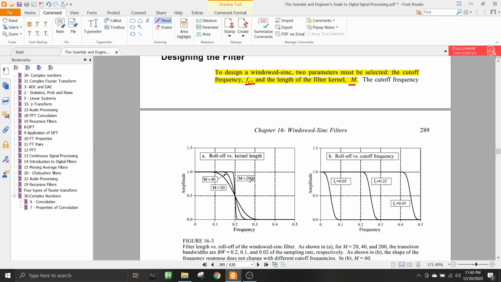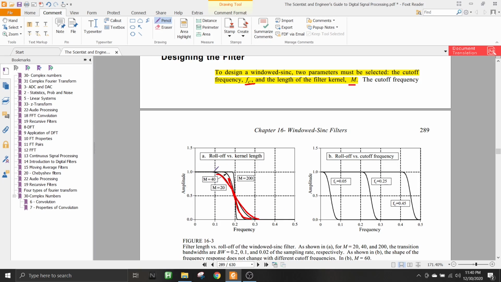So if you change the kernel length, that means if you take more points to represent the kernel, you can get a better roll off. So this is the roll off for this one. This one is the roll off for M equals 40. This one is slower, takes a long time to.